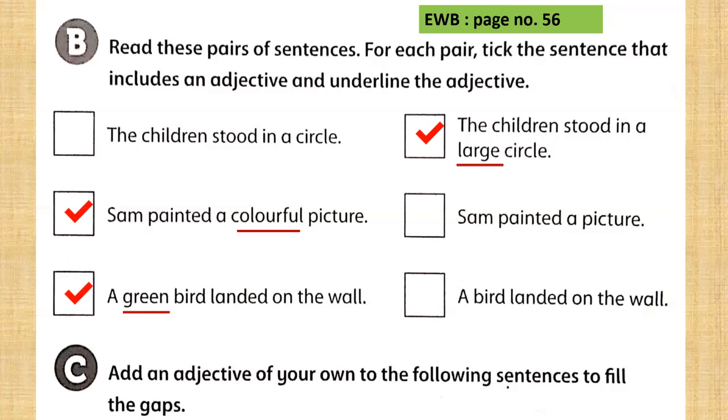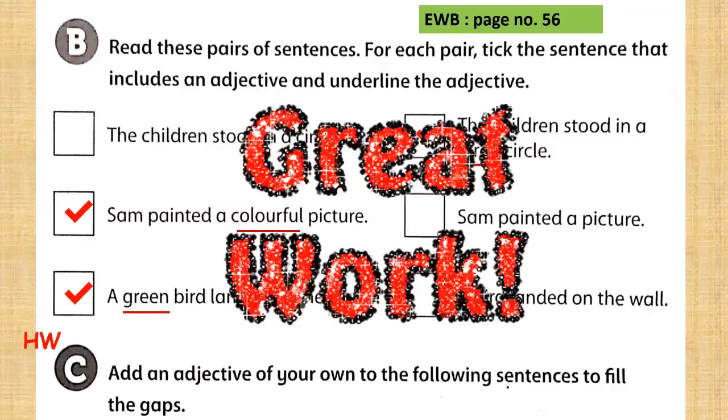So children, take all these three sentences over here in your book, page number 56. Now number C, question C is homework that says, add an adjective of your own to the following sentences to fill the gaps. You already know so many adjectives because you have been describing so many things, right? So you can find a suitable adjective for these sentences and write. You have done a great work.